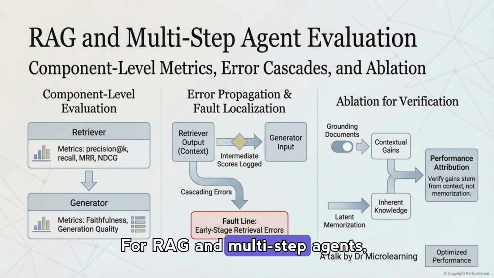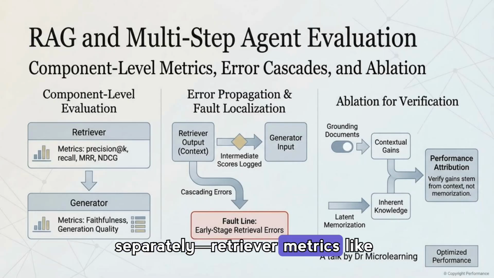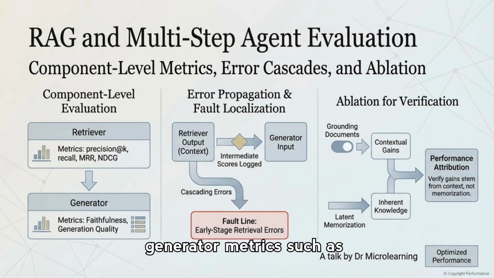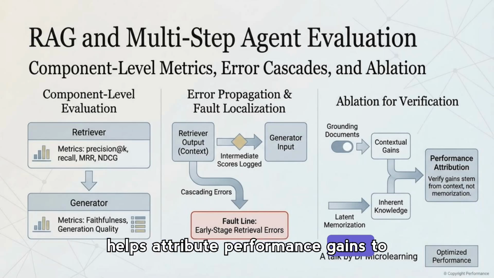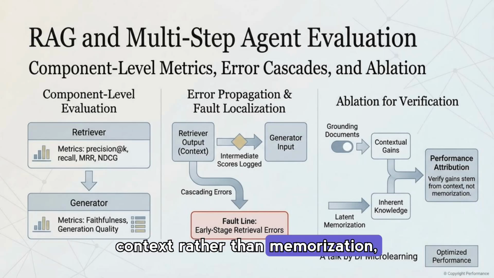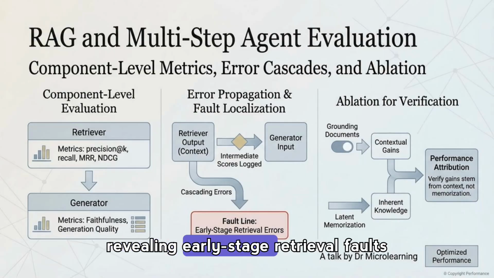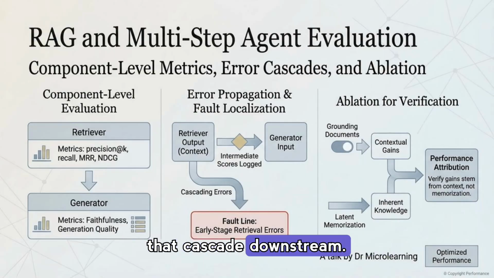For RAG and multi-step agents, evaluate components separately: retriever metrics like precision at K and NDCG, and generator metrics such as faithfulness and generation quality, while logging intermediate scores to trace error propagation. Ablation with grounding documents helps attribute performance gains to context rather than memorization, revealing early-stage retrieval faults that cascade downstream.